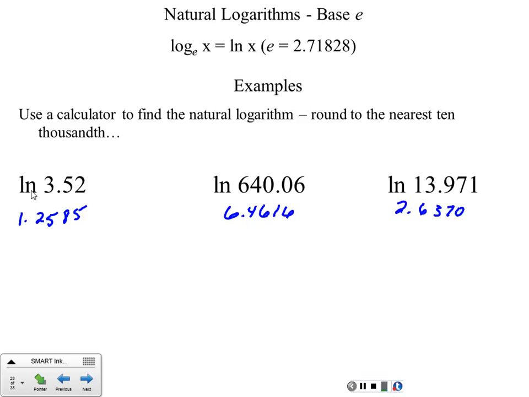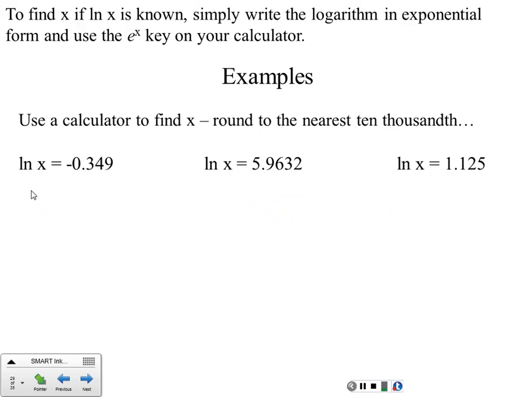And make sure your rounding is correct. Alright, so your natural log, and then of course the inverse of your natural log is your e to the x, which you already know how to use. But just to refresh, if you don't know the argument, you have to turn it into base e. You have to turn it into exponential.